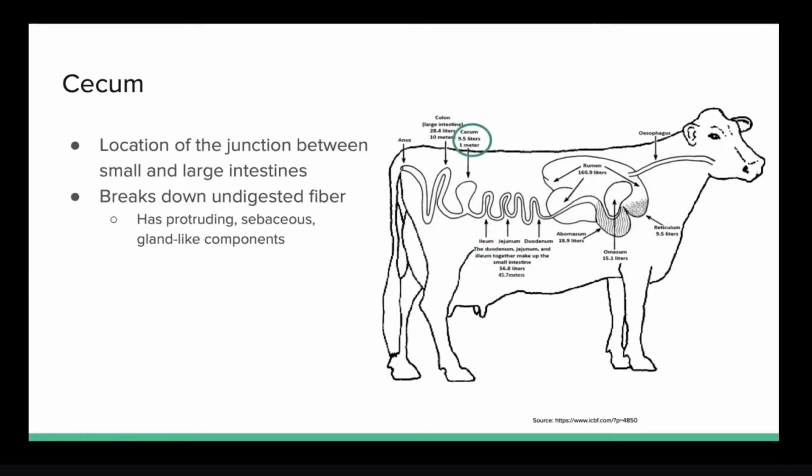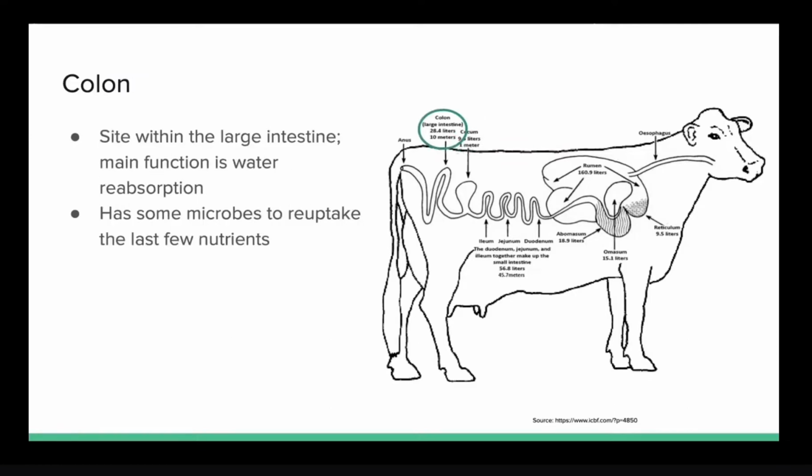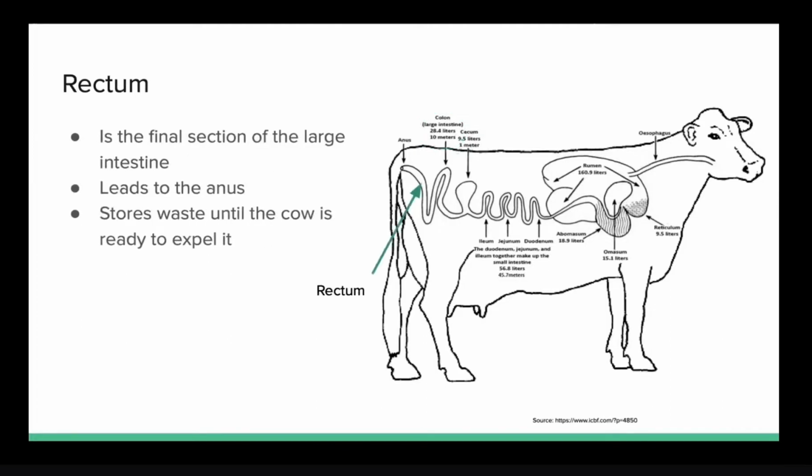The cecum is located at the junction between the small and large intestines, and it's a location where undigested fiber is broken down, and it has protruding sebaceous gland-like components. The colon is a site within the large intestine, and its main function is water reabsorption, and it has some microbes that reuptake the last few nutrients. The rectum is the final section of the large intestine, which leads to the anus, and it stores waste until the cow is ready to expel it through the anus.